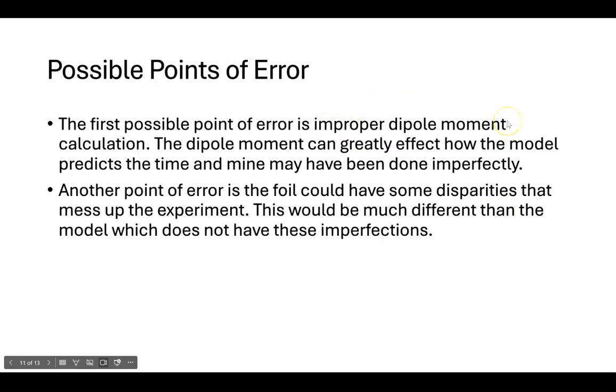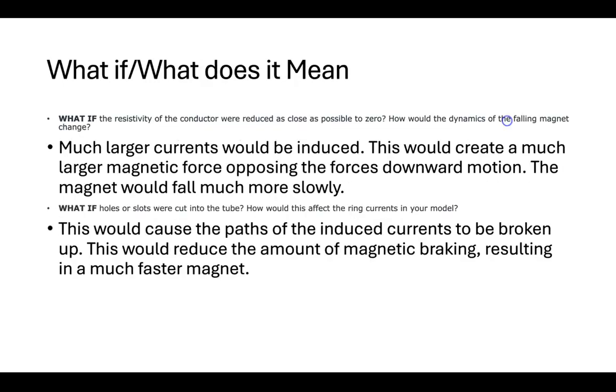These points being: the first point of error is the improper dipole moment calculation. The dipole moment can greatly affect how the model predicts the time, and mine may have been done imperfectly. Another point of error is the foil could have some disparities that mess up the experiment. This would be different than the model, which does not have these imperfections.